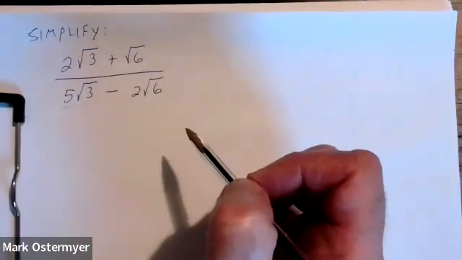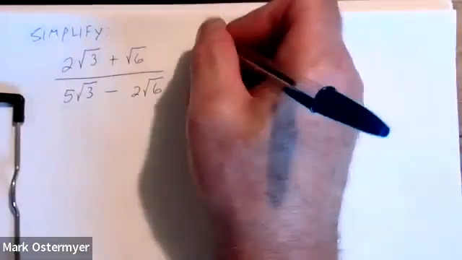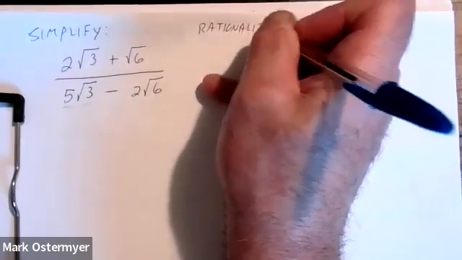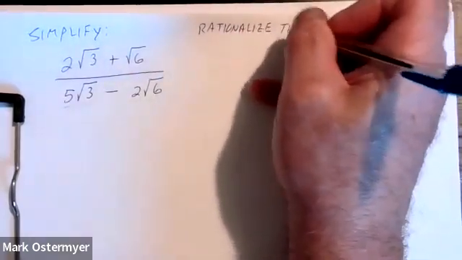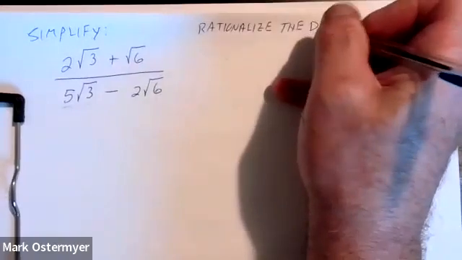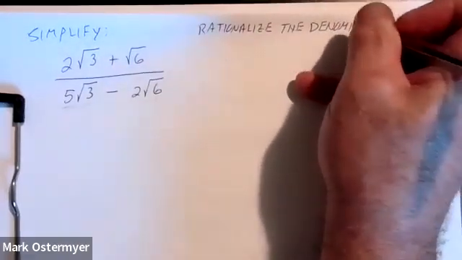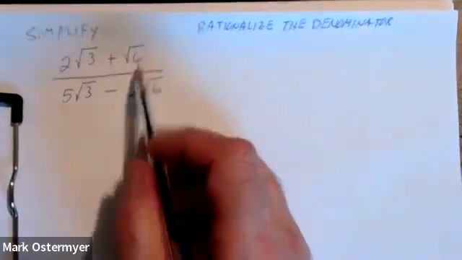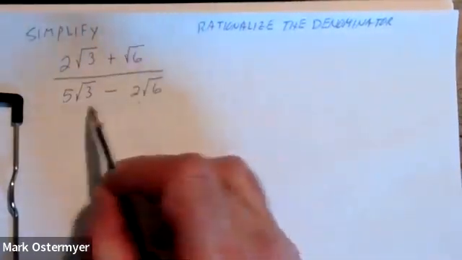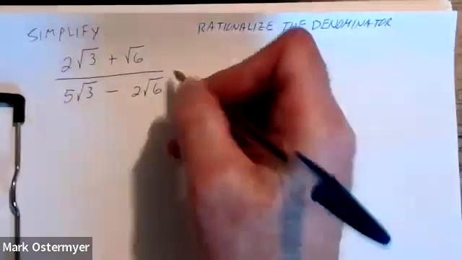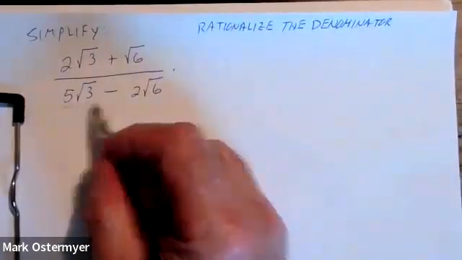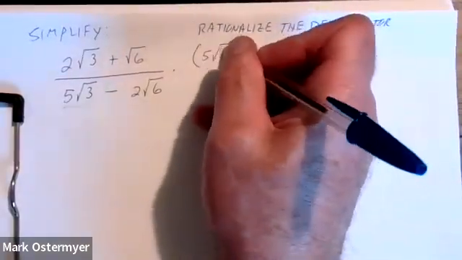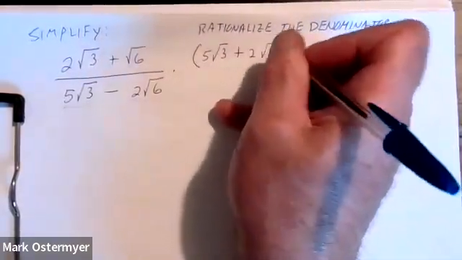The only thing that's going to rationalize this denominator is by multiplying the numerator and denominator of this fraction by the conjugate of the denominator. And the conjugate of 5 square root of 3 minus 2 square root of 6 is going to be 5 square root of 3 plus 2 square root of 6.